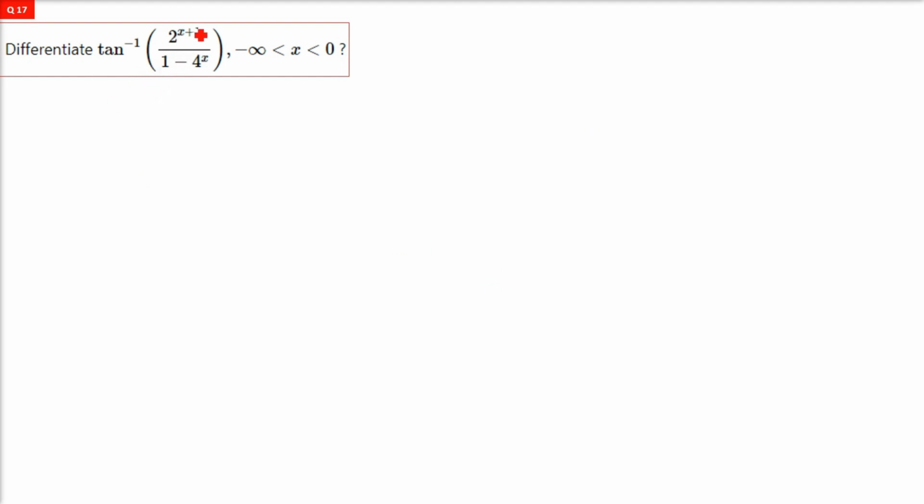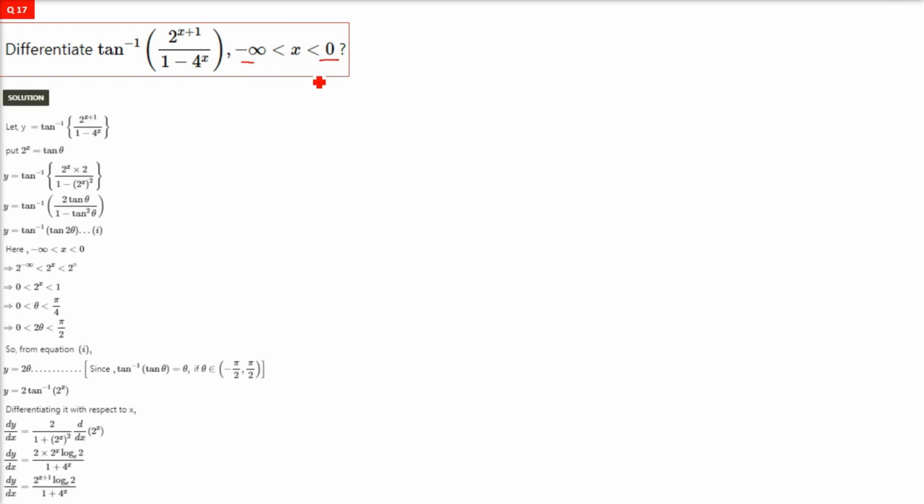Differentiate tan inverse of 2 raised to x plus 1 by 1 minus 4 raised to x. And x has to be between negative infinity and 0. There are certain questions which are coming which are like this only. And when you take this boundary, there is just a simple trick which we will use.